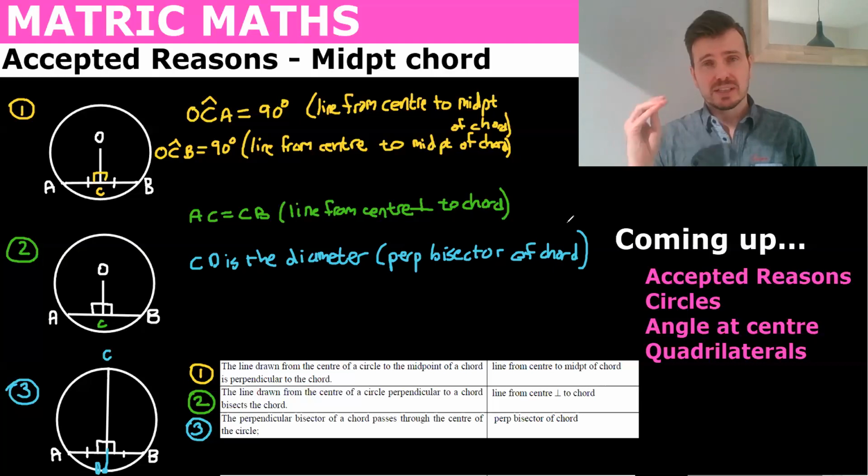In the next video we'll be looking again at circle geometry and the accepted reasons for your final exam. But we are going to look at the angle at the center is equal to 2 times the angle at circumference. So more about that later.